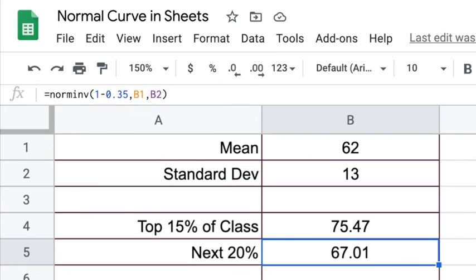It's just you have to think about what's going on with the picture even before you do it in a spreadsheet to understand that you have to do 1 minus, because we're not talking about the top part of the curve with a normal distribution. We always talk about the bottom part.